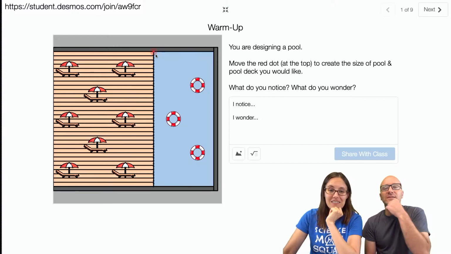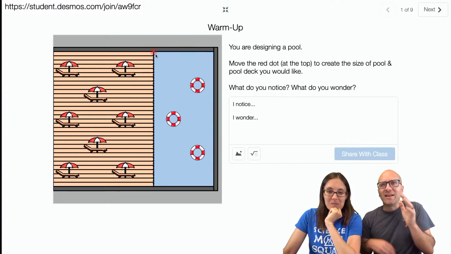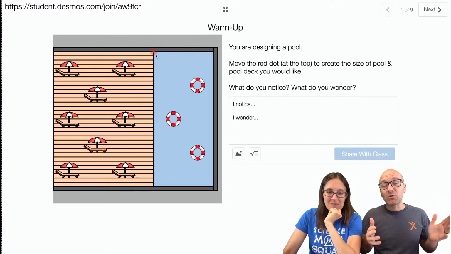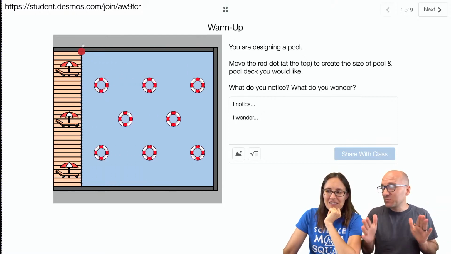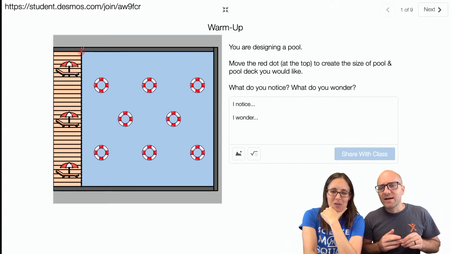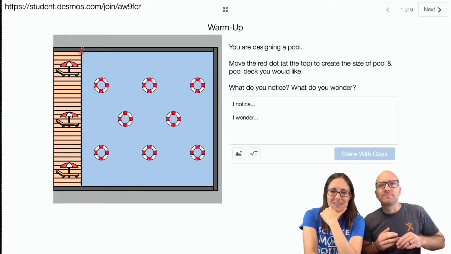Yeah, so this idea of an interplay, you can't have a big deck and a big pool. It's just not going to work with the space constraints. You could kind of share the space between the two, or you could have one big and one small. And I'm seeing lots of good, I wonder why. Why is it set up this way?